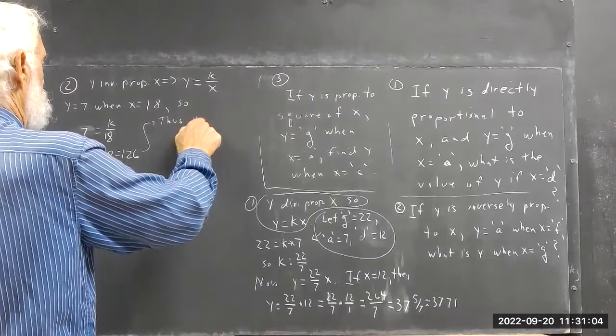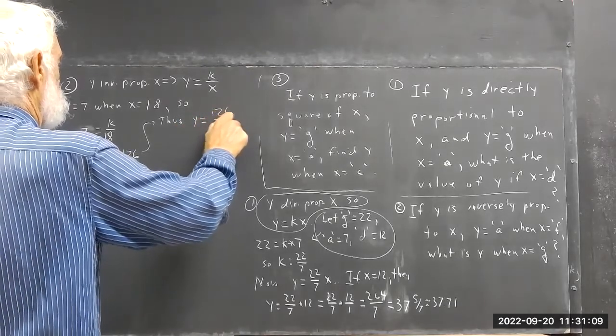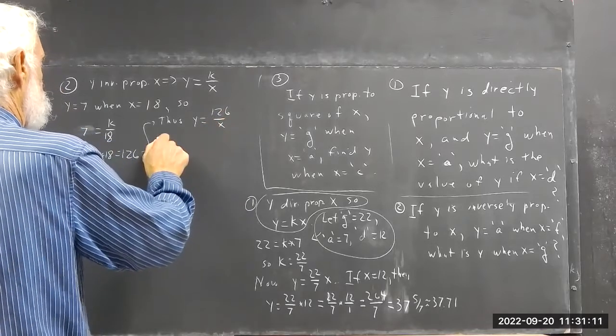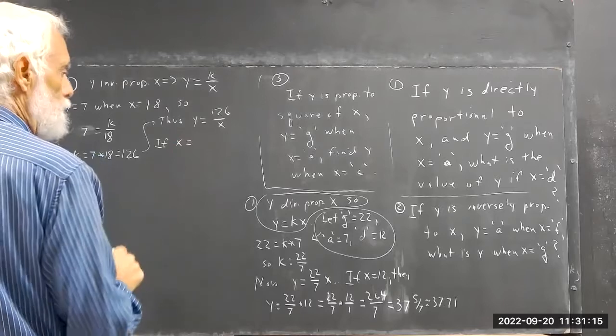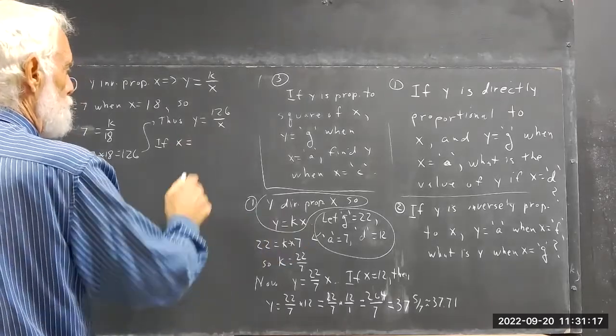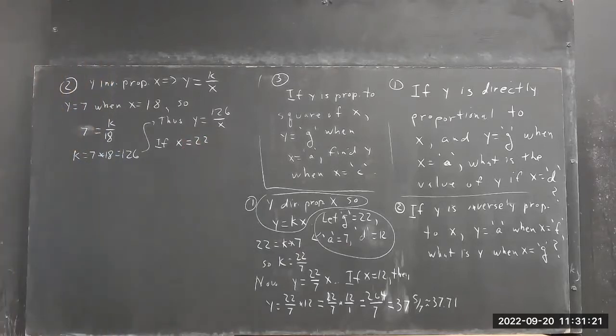Thus, Y equals 126 over X. Now, if X equals, well, let's go back to my G number, which I used, 22.